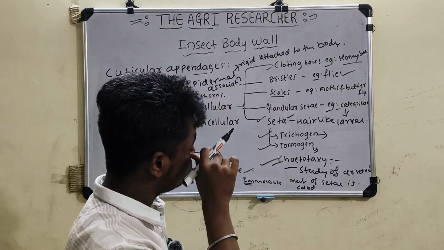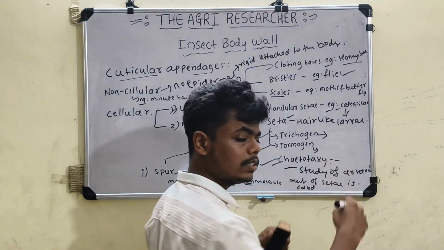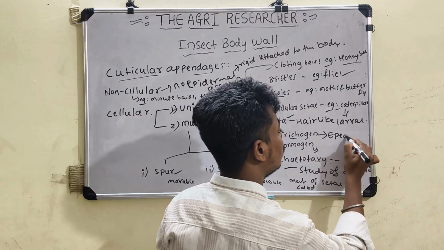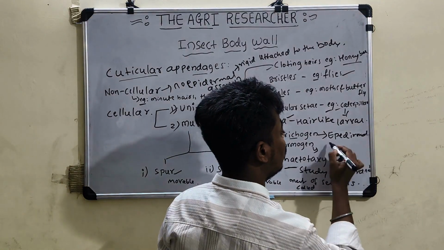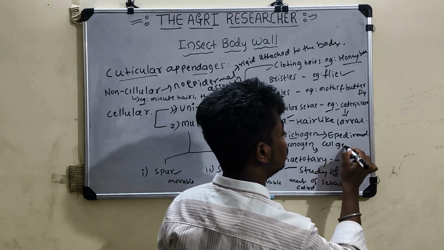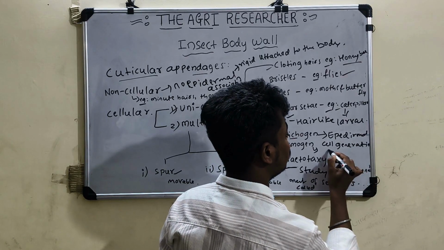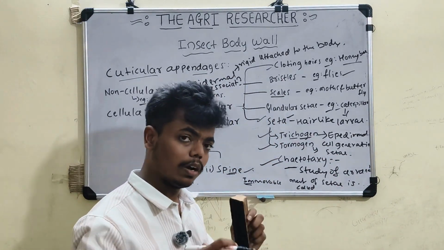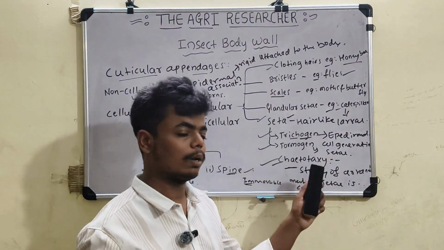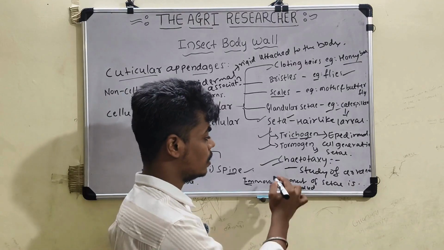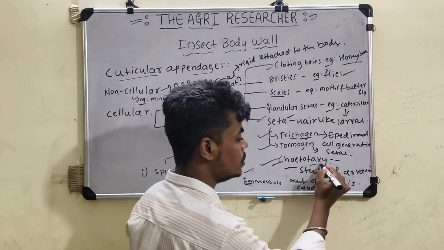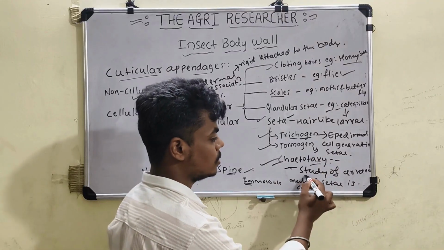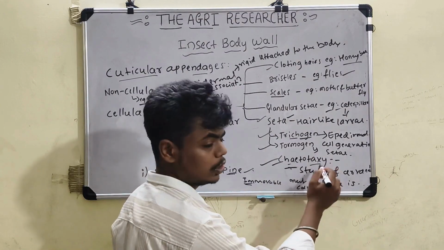What is trichogen? Trichogen is an epidermal cell, the cell generating setae. That is called trichogen. Tormogen is called the socket-forming cell housing the trichogen. This is called tormogen. And then the third point, cytotaxy. What is cytotaxy? Taxy means study. It is a study of the arrangement of the setae. It is called cytotaxy.